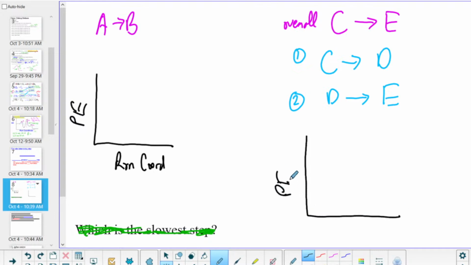Which one is the rate determining step? Doesn't matter. Actually, why don't we make it matter? Which one do you want to be the rate determining step? Hands up for the first one: 1, 2, 3, 4, 5, 6, 7. How many for the second one? 1, 2, 3, 4, 5. Okay, the first one wins.